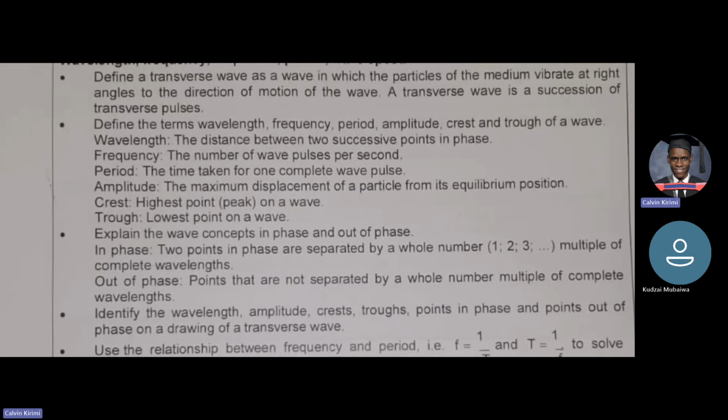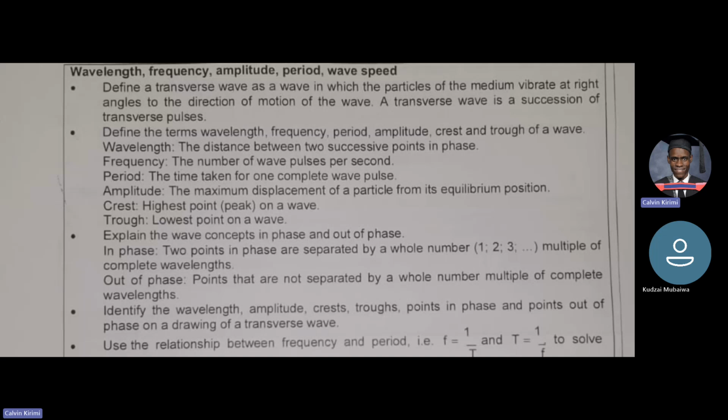Then explain the wave concepts in phase, out of phase. For example, two points in phase are separated by a whole number multiple of complete wavelengths. Out of phase, points are not separated by a whole number multiple of complete wavelengths. So for pulses, if one is on top and the other one is down, the interference is what? Destructive. But if all the pulses are above, they give us constructive interference.